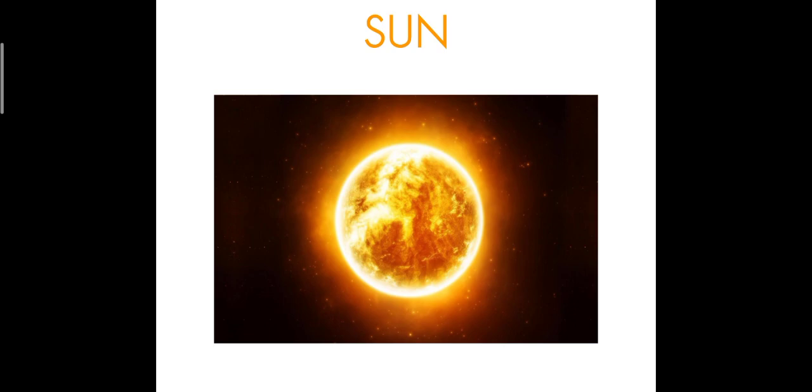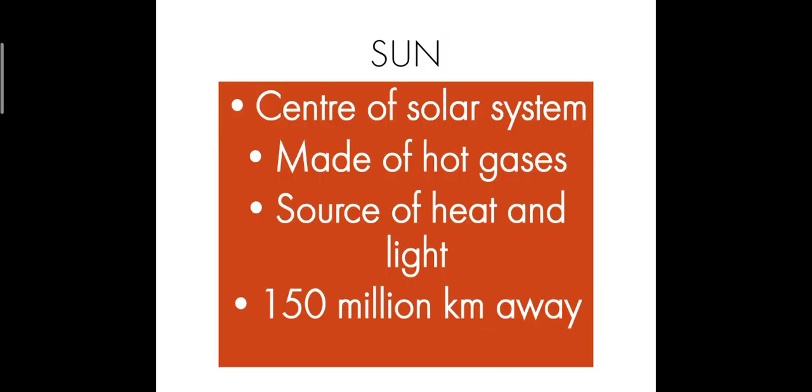Children, the next very important thing, we are going to study about the head of the solar system. Let's see what the sun is all made up of. It looks so bright, right? Yes. Sun is the center of the solar system. It is in the center. It is made up of hot gases, just like a balloon. It's made of hot gases.